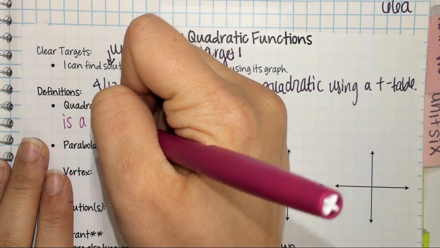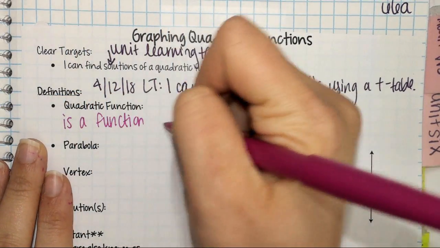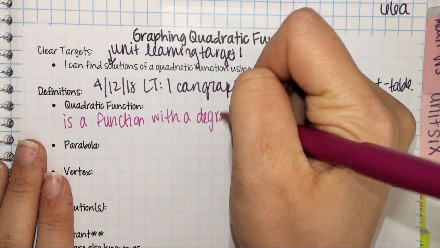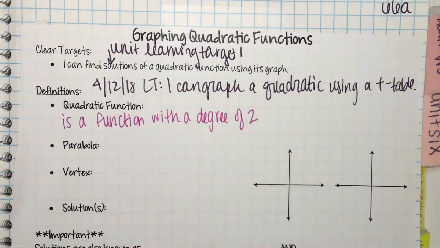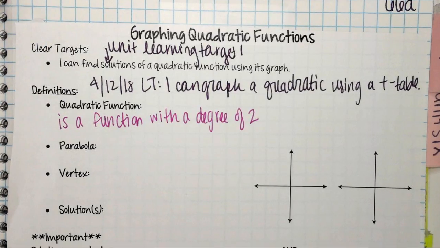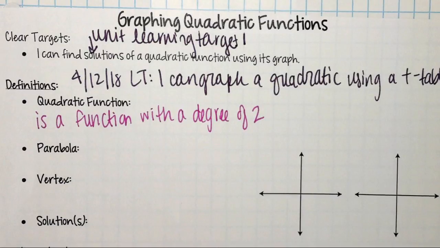Now, a quadratic function is a function with a degree of 2. That means that its highest exponent is 2. So isn't that like what we've been factoring? Yes, so we've been factoring x squared and 3x squared. So today we're going to learn how to graph it by using a t-table.